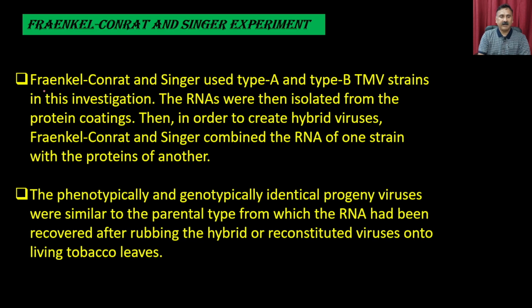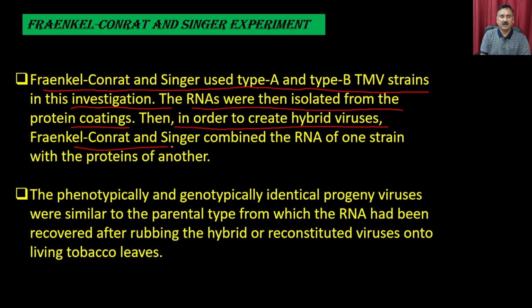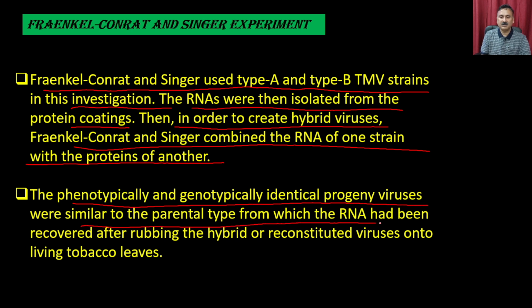Then Fraenkel-Conrat and Singer used type A and type B TMV virus in this investigation. The RNAs were isolated from the protein coating, and then in order to create hybrid viruses, Singer combined the RNA of one strain with the protein of the other. The phenotypically and genotypically identical progeny virus was similar to the parental type from which the RNA had been recovered, after rubbing the hybrid or reconstituted viruses onto the living leaves.